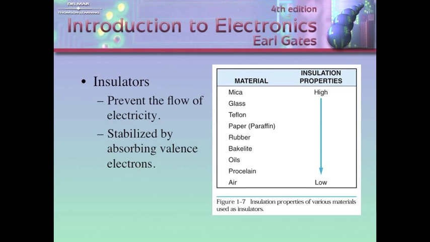The important thing I want you to remember about insulators is that they are materials that have 5 or more electrons in the valence shell. If it has 5 or more electrons in the valence shell, what does that tell you?